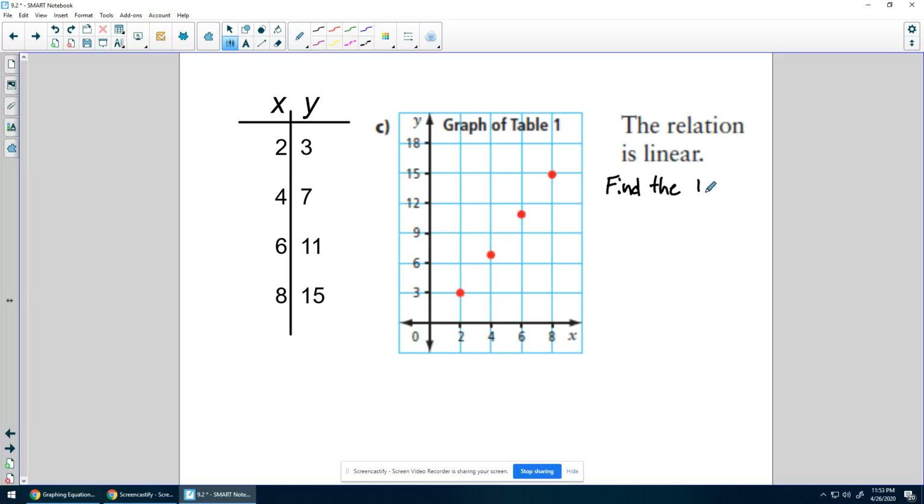Find the linear relation. I want you to pause the video, give it a try, find your linear relation. Once you're done, press play.